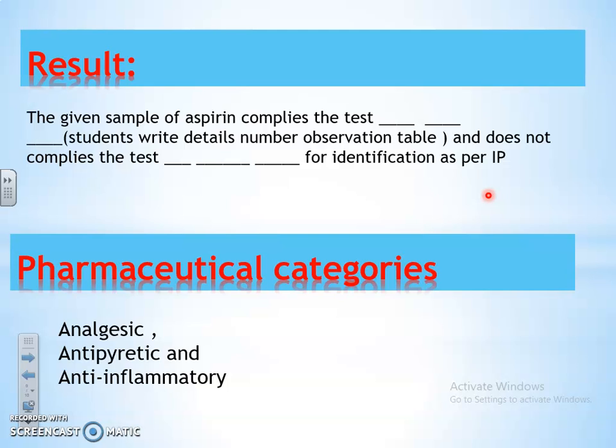Now, as far as the category is concerned, aspirin has analgesic, antipyretic, and anti-inflammatory activity as its pharmaceutical category.